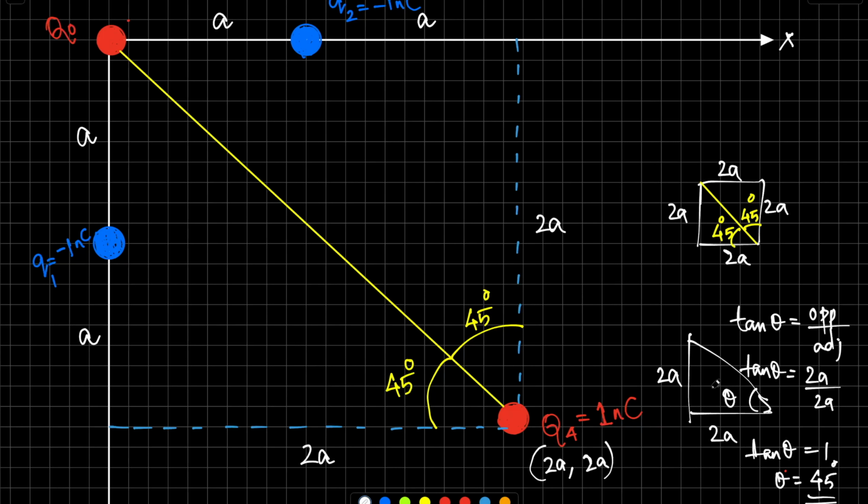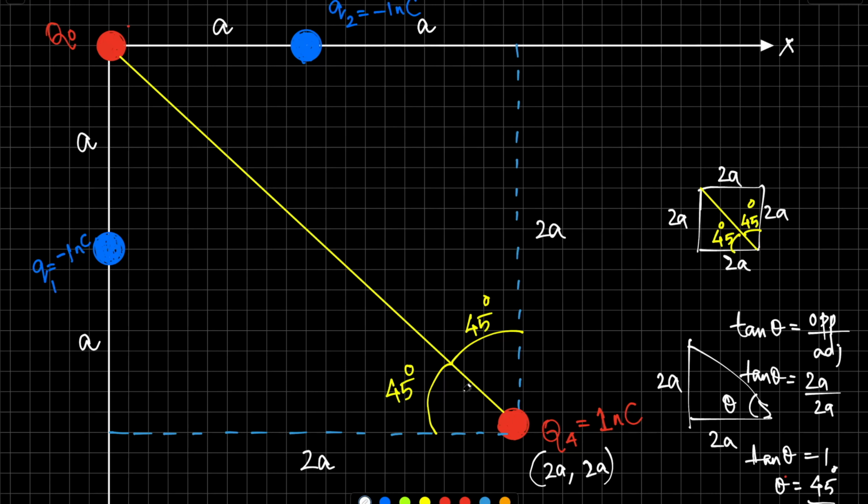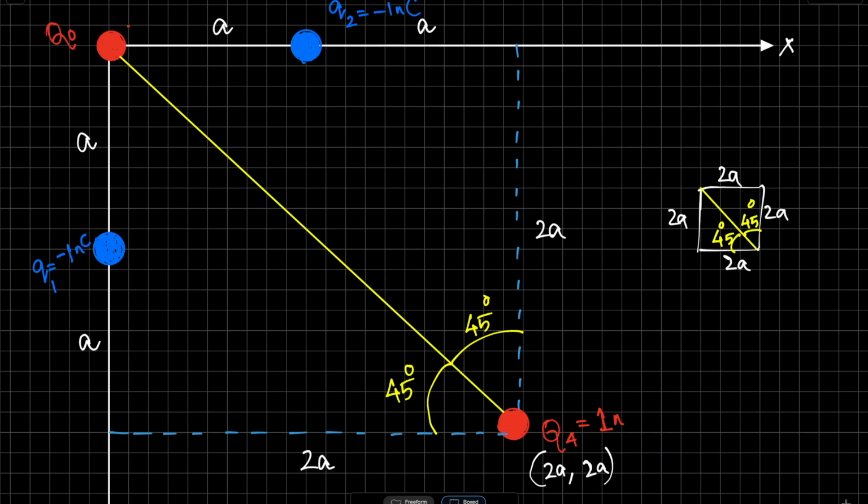You don't really need to solve it because it's a square. If you draw a diagonal, it will divide this 90 degrees angle exactly into 2 halves. So 45 degrees each. Going to delete this.